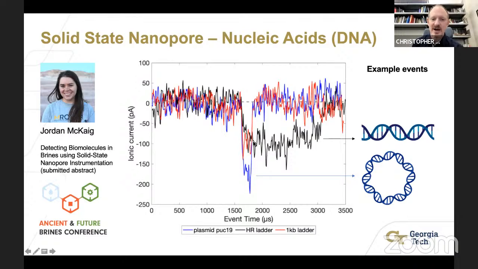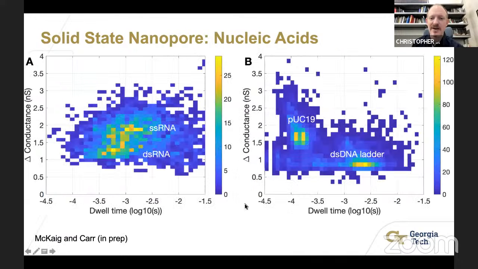So while the red line is one event from a 1 kilobase ladder DNA, the black line is a high range DNA. So you can measure length, and we're working on quantifying how accurately you can do that. You can do this for all kinds of different DNA molecules. You can map out how long the DNA stays in the pore. So you can see on the right-hand side here, this ladder is staying in the pore at different times, but it has a similar drop in current, measured as a change in the conductance on the vertical axis. And you can see the plasmid has a different change in the conductance and generally goes through very quickly.